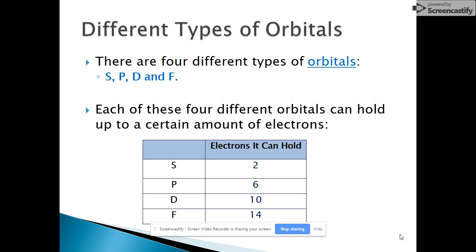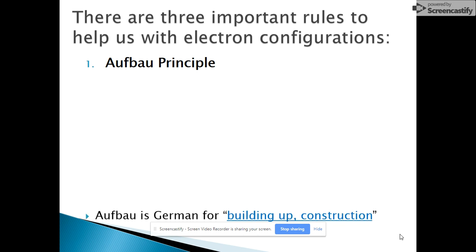There are four different types of orbitals that we're going to talk about. They're given different letters, S, P, D, and F. S orbitals can hold 2 electrons, P orbitals can hold 6 electrons, D orbitals can hold 10, and F orbitals can hold 14. And this is actually aligned with the periodic table that you'll see a little later on.